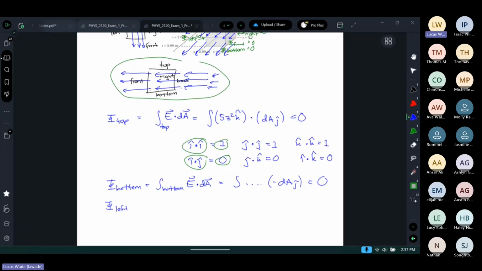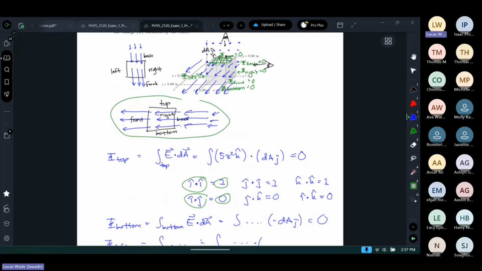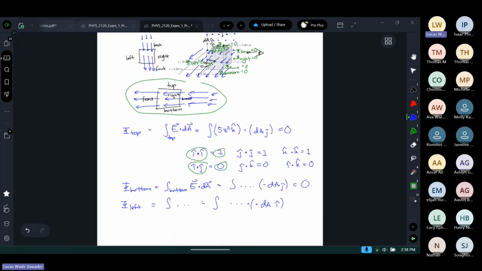What about for the left face? Negative i. Yes, because for the left face, we're looking at these little patches. All of their area vectors point out this way, which is the negative x direction. So we use negative i hat. Okay, but what is k hat dot i hat? 0.